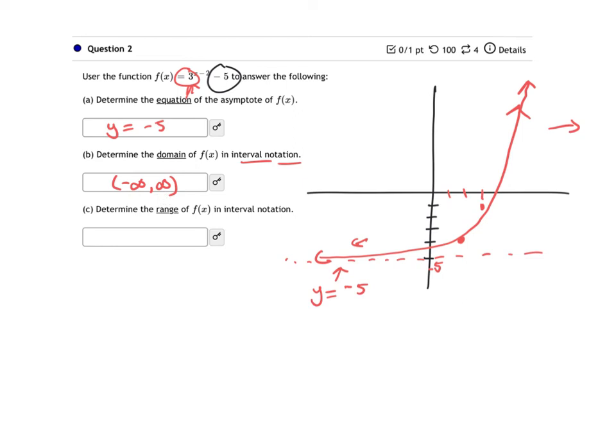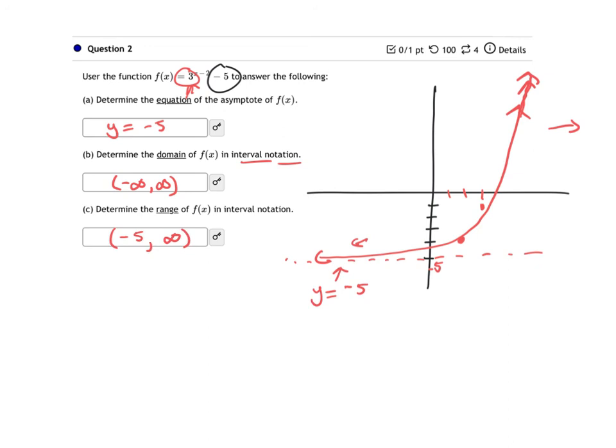Okay, and then the next one says determine the range of the function in interval notation. Well, if we look at the range, that's the possible y values. Now, it will get very close to -5, but it can never actually touch -5. So, I'm going to use a parenthesis because it doesn't include -5, but that's the smallest it can get. Now, in this direction, it can go up forever, so that will be up to infinity.